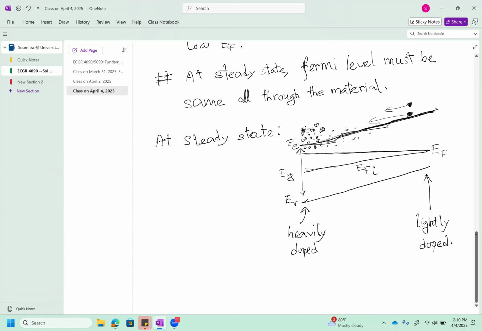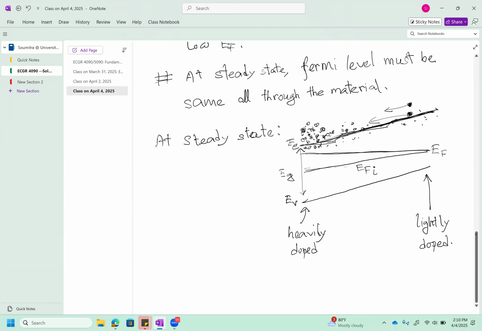So I'm going to draw a lot of balls or bubbles just to represent electrons. But then as I go to the right, I'm going to draw fewer and fewer dots. The dot represents the electron. And now you can see that there are two different pressures on electron.